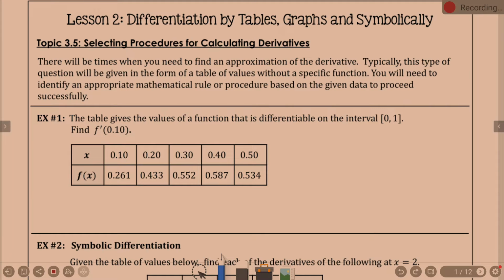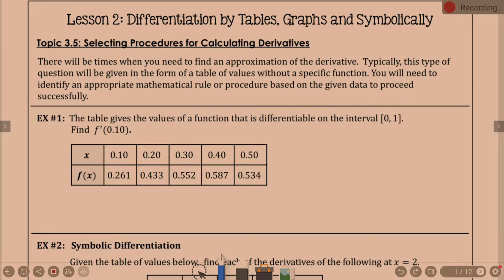First of all, selecting procedures for calculating derivatives. There'll be times when you need to find an approximation of the derivative. Typically, this type of question will be given in the form of a table of values without a specific function. If we're trying to find certain derivatives, we have to use the values we're provided, and thus it is an approximation. You'll need to identify an appropriate mathematical rule or procedure based on the given data to proceed successfully.